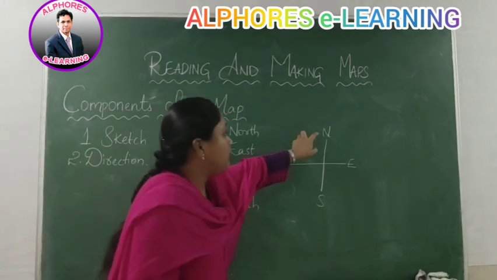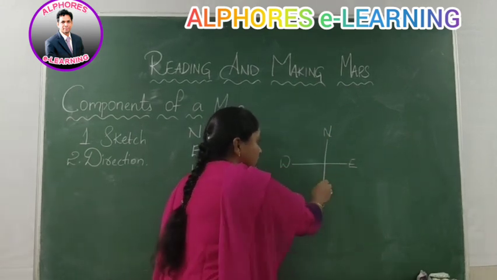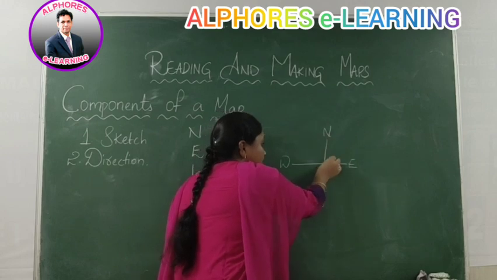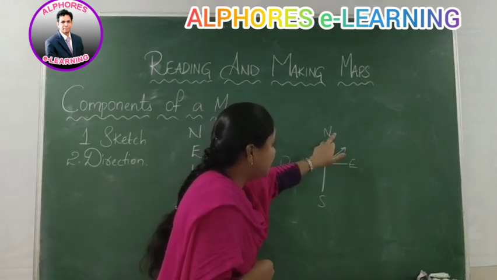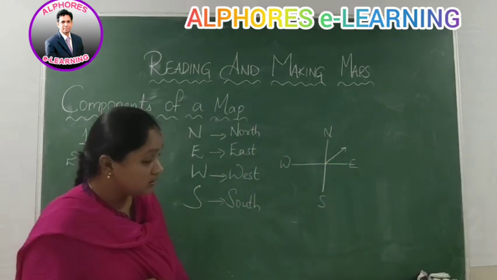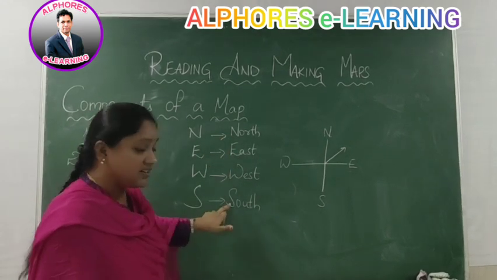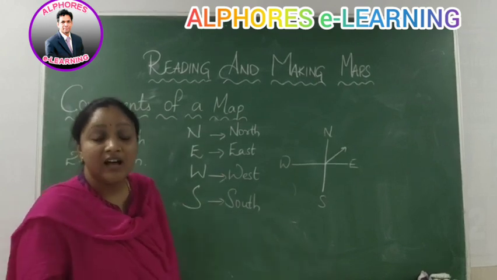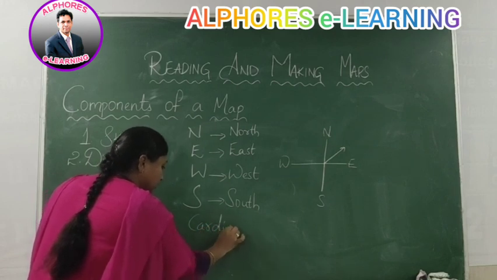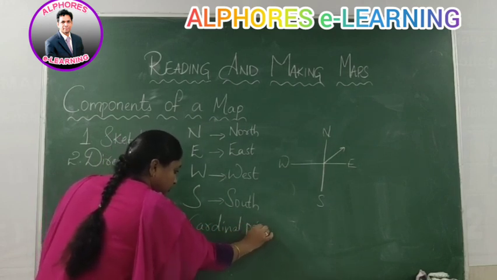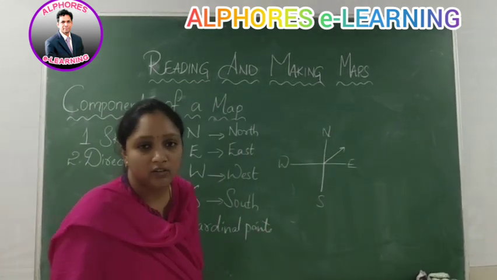And here in between these two, in between the north and east, there is one more direction over here. And before going to say about this direction, let me tell you what these points are called. What are these points called, like north, east, west and south? These points are called cardinal points. What is that? Cardinal points, right? And these are the cardinal points to find out the direction.